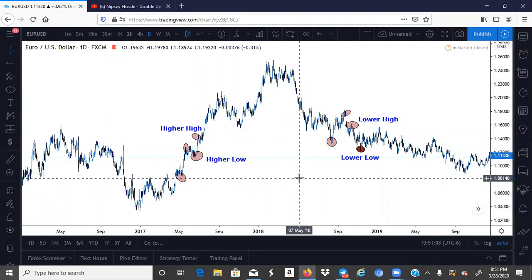Like I said, this is lower lows and lower highs, higher highs and higher lows. This is market structure. When you see these things, that's how you're able to determine what trend you're in.